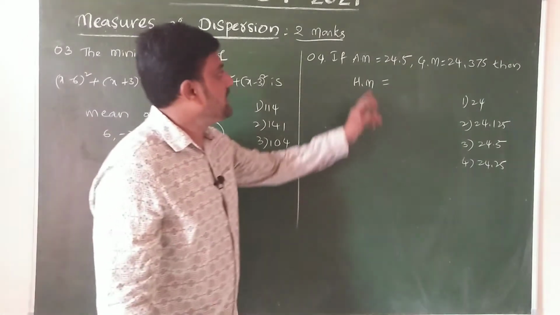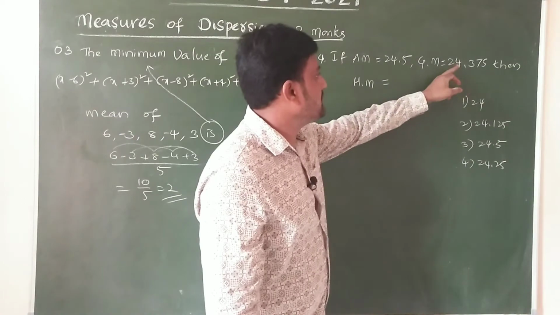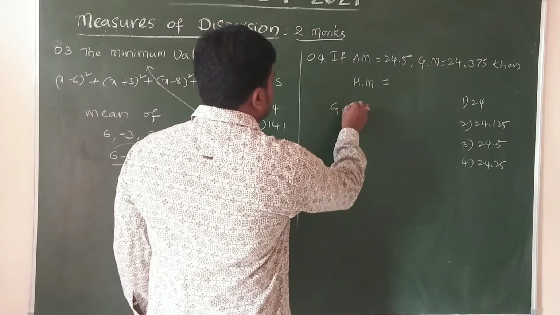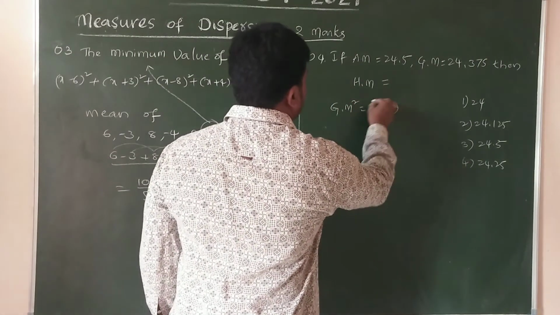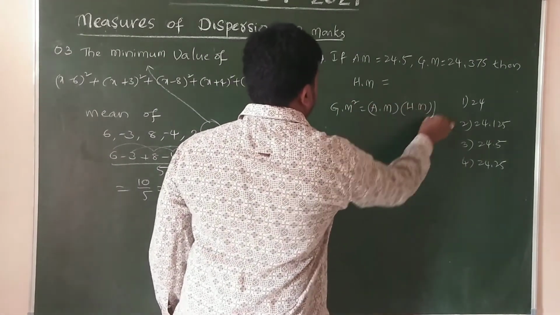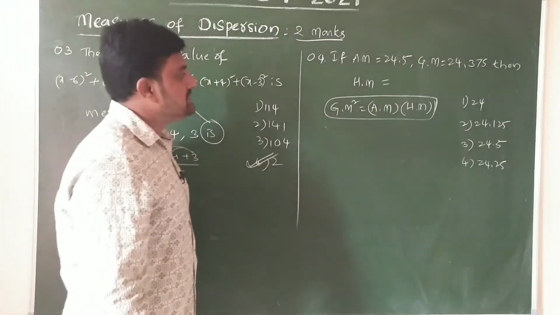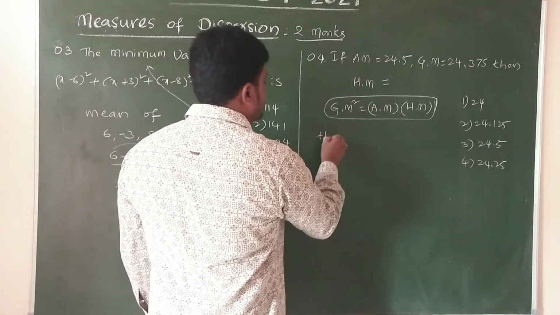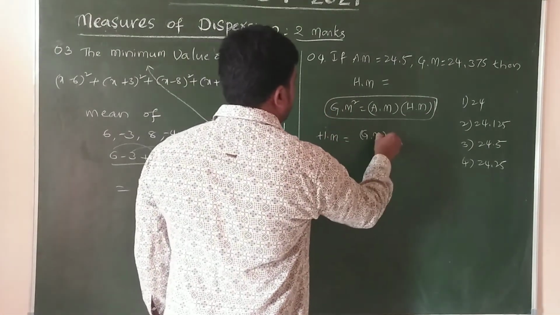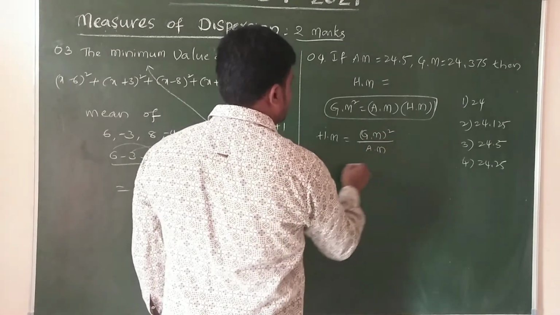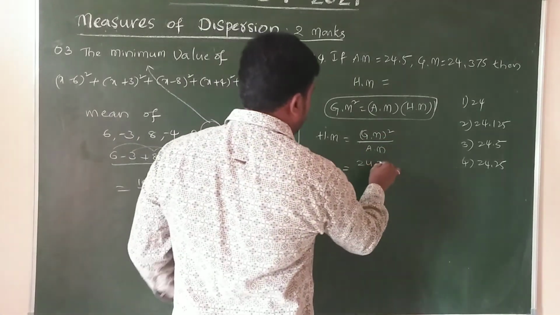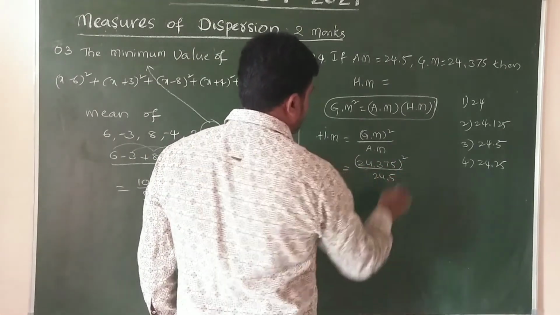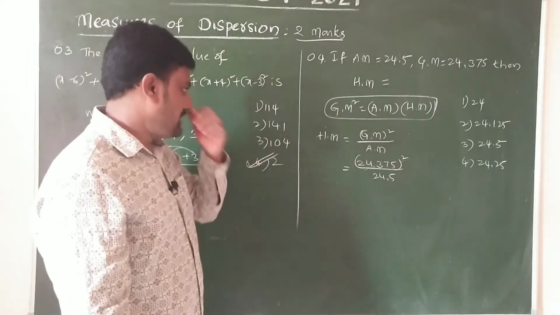Okay, now if AM equals 24.5 and GM equals 24.375, then HM equals what? We know GM square equals AM into HM, yes or no? This is one of the formulas. GM square equals AM into HM, and we need HM, yes or no? HM equals GM square by AM, that is 24.375 whole square by 24.5. Okay, now we have to simplify it.